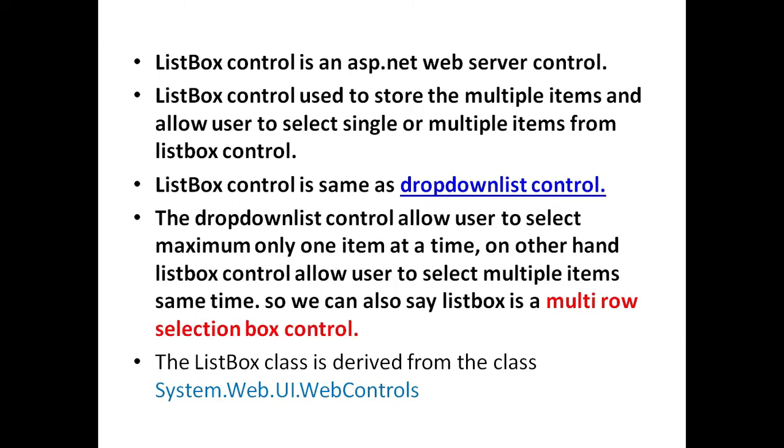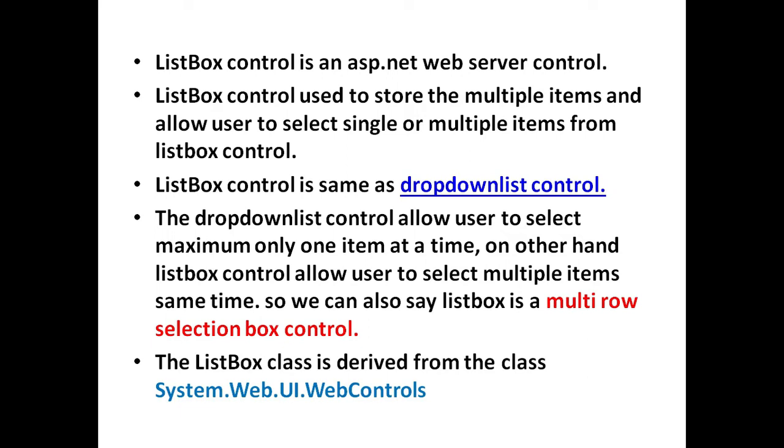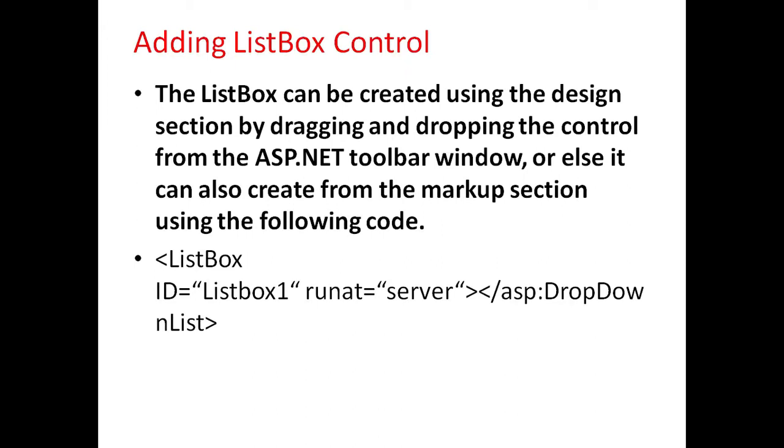But the only difference is that drop-down list control allows the user to select a maximum of only one item at a time. On the other hand, ListBox control allows the user to select multiple items at the same time. So, ListBox control is also known as multi-row selection box control. The ListBox class is derived from the class System.Web.UI.WebControls.